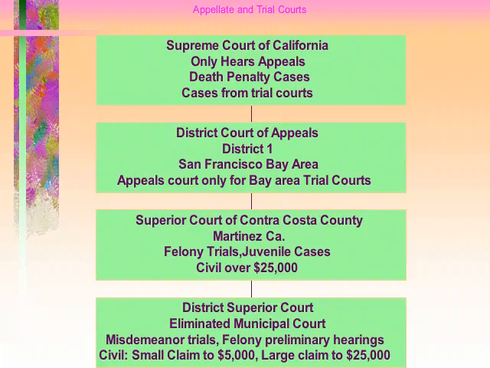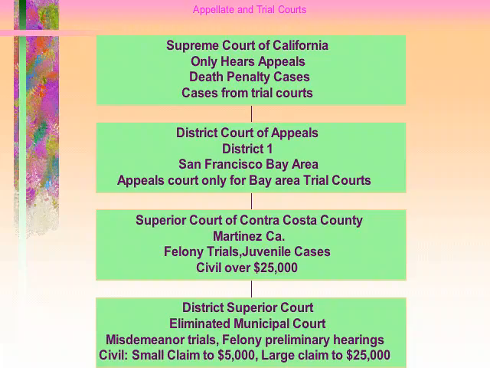Next up on the line would be the District Court of Appeal, District 1 in the San Francisco Bay Area, the appeals court for Bay Area trial courts. If you are going to contest, complain, or cite that there's an error in the handling of your case, you would make an appeal to the appellate court. First stop, District 1 in San Francisco. If you're not satisfied with the outcome of that case, it can be appealed to the Supreme Court of California. They only hear appeals in cases from trial courts and from the other appellate courts. They handle death penalty cases also.